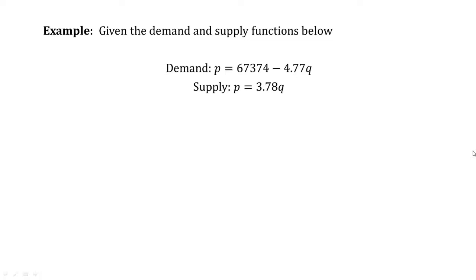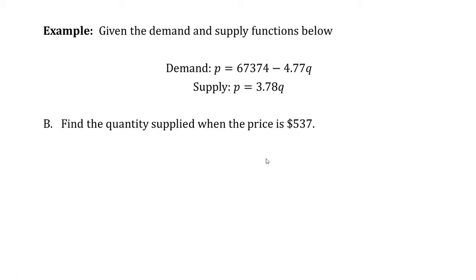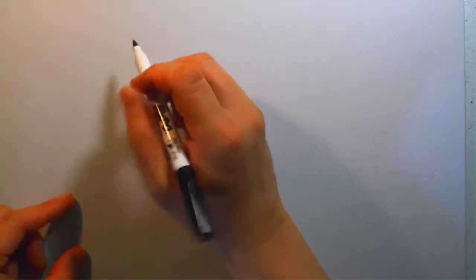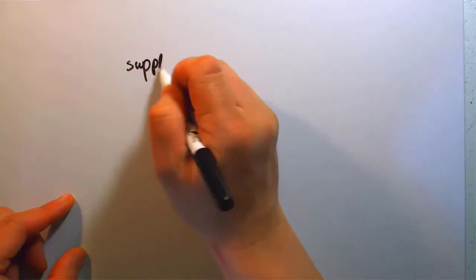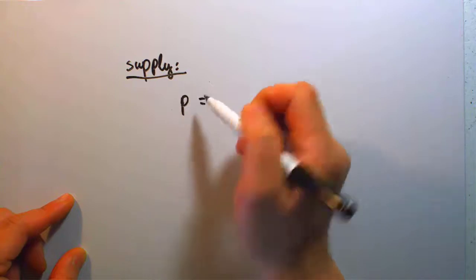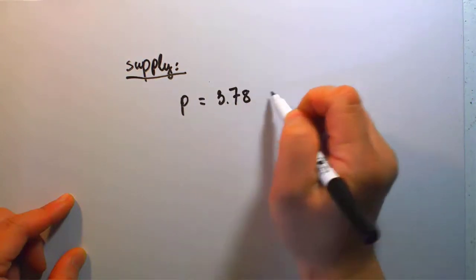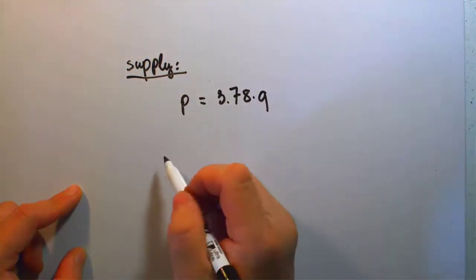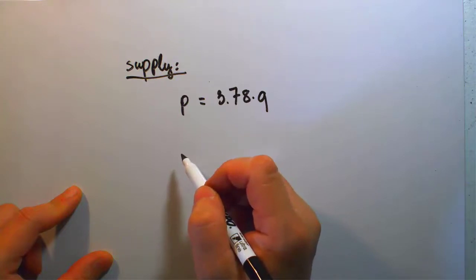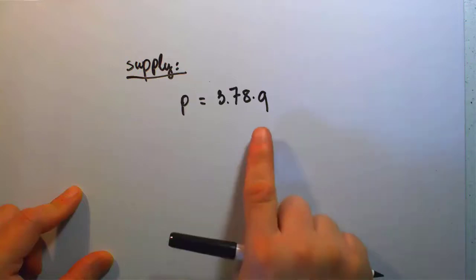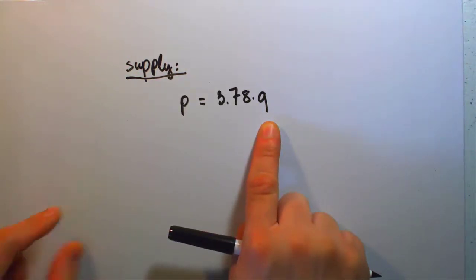And so now in the same problem, let's look at a different question. Now we want to find the quantity supplied when the price is $537. If we look into the supply curve right here, supply follows this rule that price equals 3.78 times quantity. Here we know that when the price is $537 per unit, we want to find out what quantity the supplier will be happy to produce.